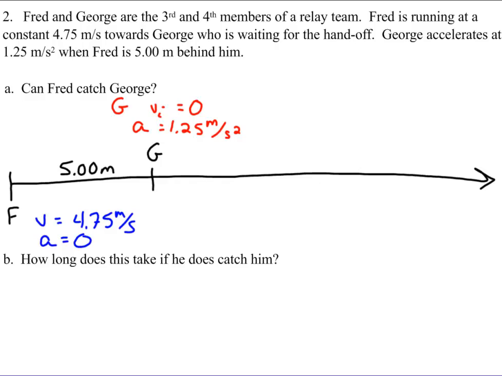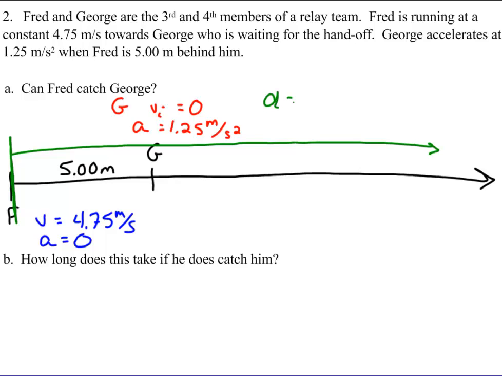So if we mark our distance from the furthest backmost point, so right here, we want to find out how far George travels from that point when Fred finally catches him. So we're looking at George to go all this way. So his displacement is going to be the 5 meters head start he has, plus he's accelerating, so we're going to go 1/2 at squared plus v_i t. Initial velocity is 0, so that term is gone.